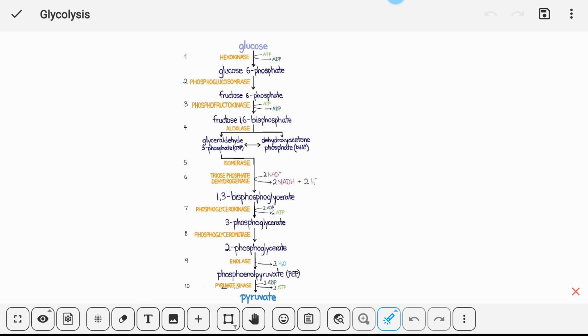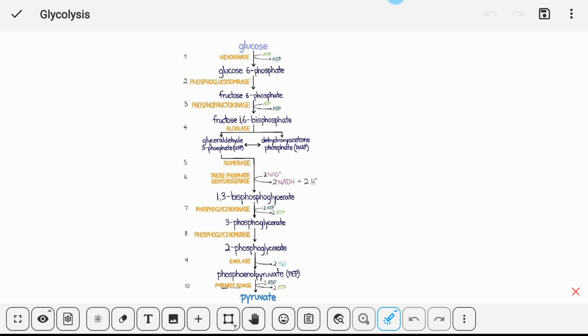So now 1,3-bisphosphoglycerate is converted into 3-phosphoglycerate in the presence of phosphoglycerokinase enzyme. But this is the substrate level phosphorylation. Here, 2 molecules of ADP are being converted into 2 molecules of ATP, which means that these are the energy producing steps. First one is this and second one is this. 3-phosphoglycerate is then converted into 2-phosphoglycerate by this enzyme phosphoglyceromutase. 2-phosphoglycerate is then converted into phosphoenol pyruvate by enolase enzyme, and the final step is the conversion of phosphoenol pyruvate into pyruvate by pyruvate kinase enzyme, and again a substrate level phosphorylation where 2 molecules of ADP will be converted into 2 molecules of ATP.